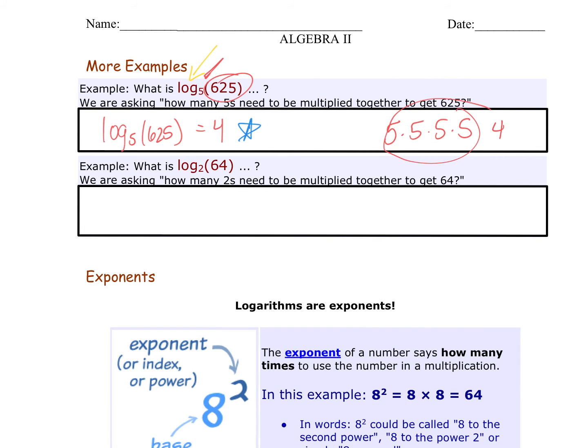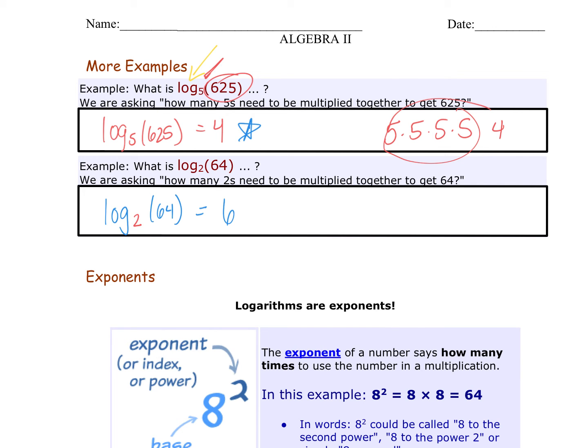Now go ahead and try this next one on your own. How many times do I have to multiply 2 to get 64? Look at your chart. Your answer should have been 6. So we multiply 2 6 times to get 64.